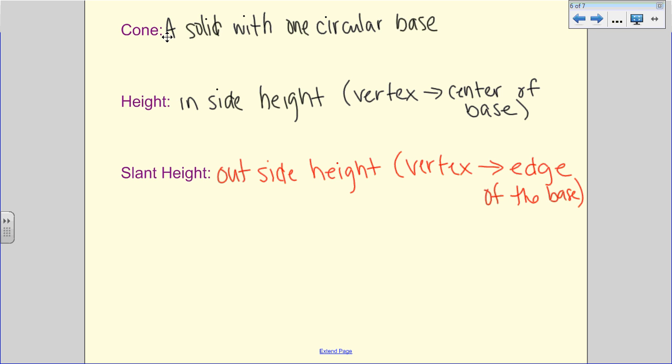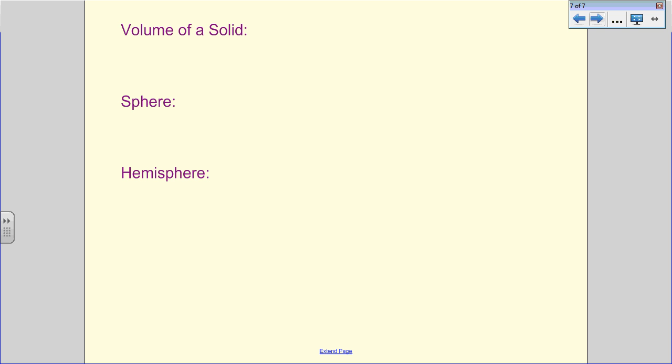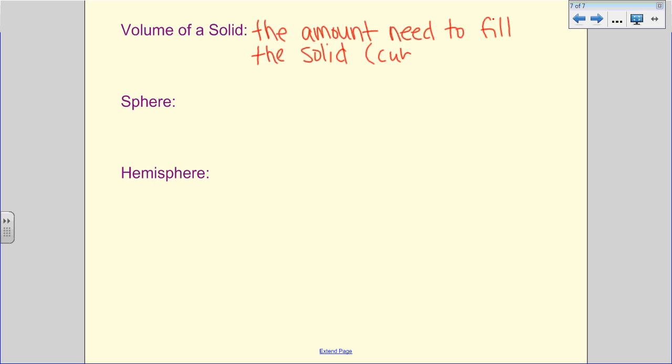And last but not least, we're taking a look at volume. And the volume of a solid is the amount needed to fill the solid. And this is in cubic units.